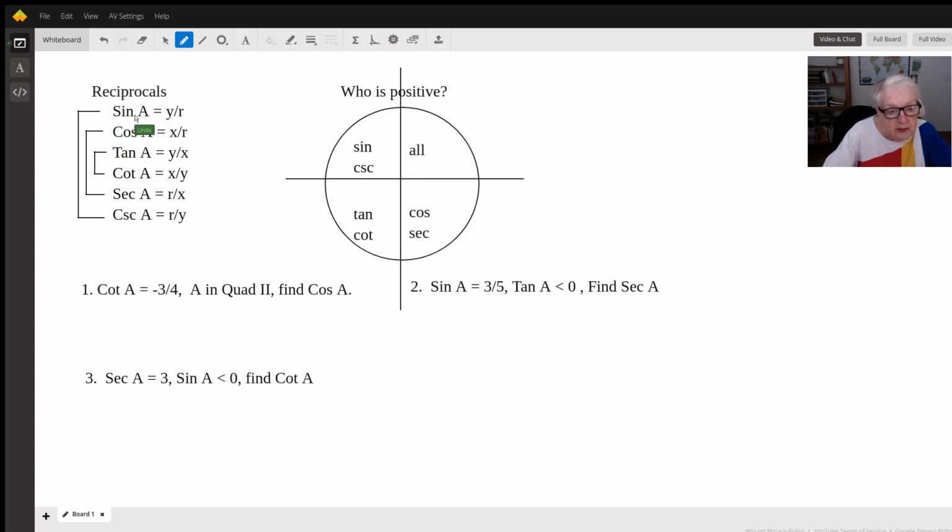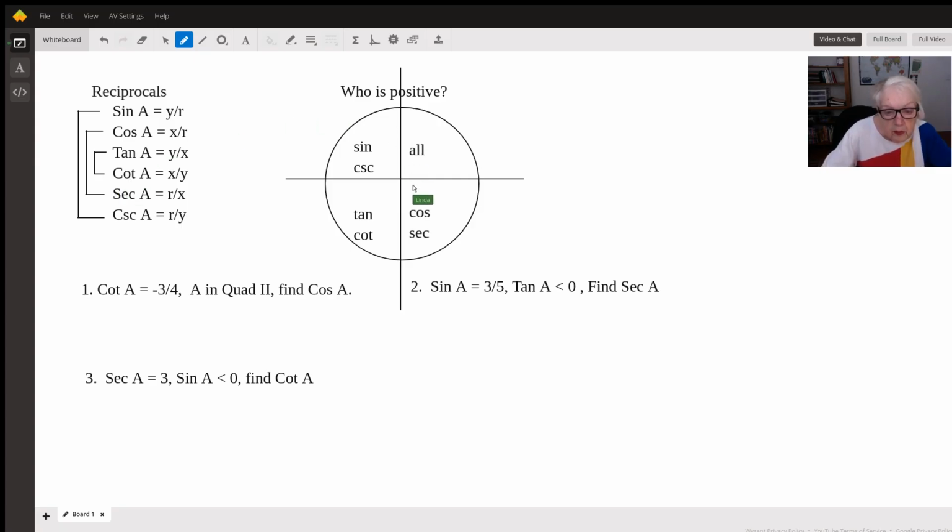I put the sine as y over r, the cosine is x over r, and you can read down the rest of the list. These bars along the side indicate the reciprocals. The sine is the reciprocal of the cosecant, y over r, r over y. The cosine and the secant are reciprocals of each other. The tangent and the cotangent are reciprocals of each other. So this little chart says quite a lot of information.